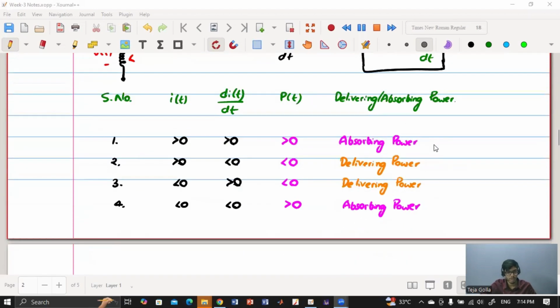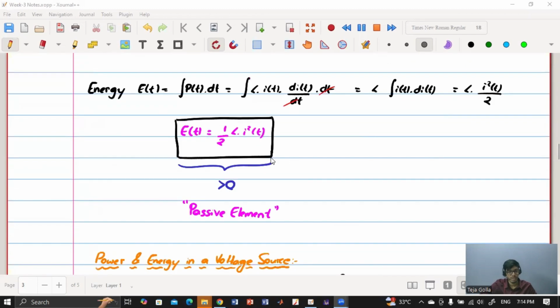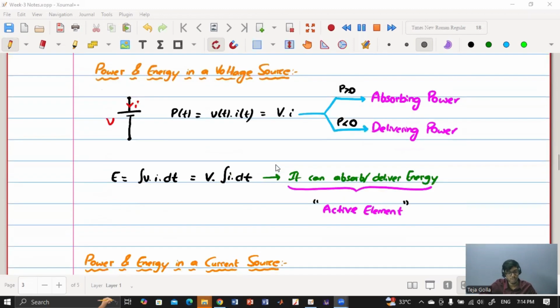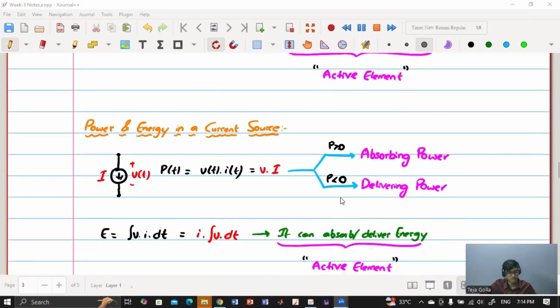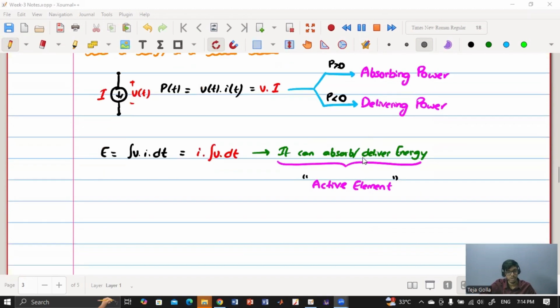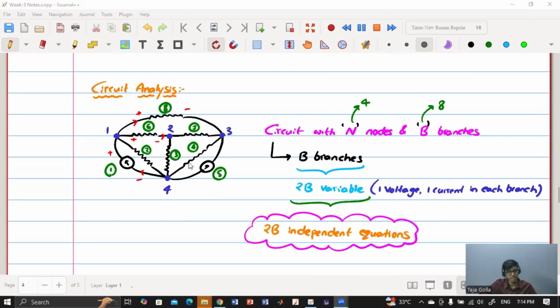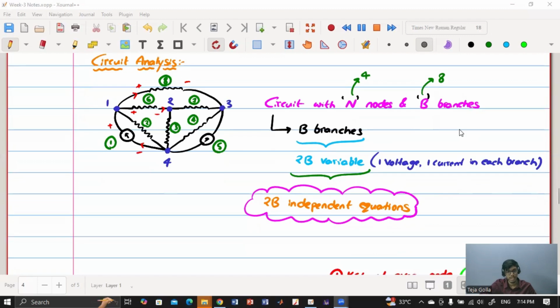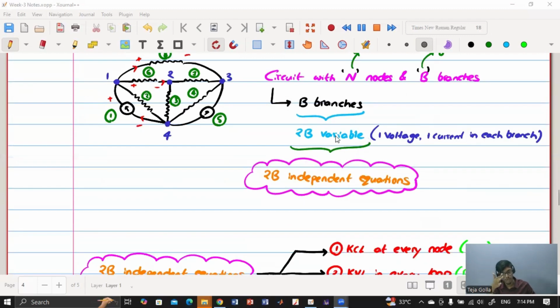It can also absorb power and deliver power, but it can only absorb energy because energy is always positive, and that's why it is a passive element. A voltage source can absorb power, deliver power, absorb energy, and deliver energy, similar to the current source, which can also absorb and deliver both energy and power, and that's why these two are active elements. Then we discussed circuit analysis. We started with n nodes and b branches. In this case, there are four nodes and eight branches, and we saw each branch has one voltage and one current that needs to be solved for.